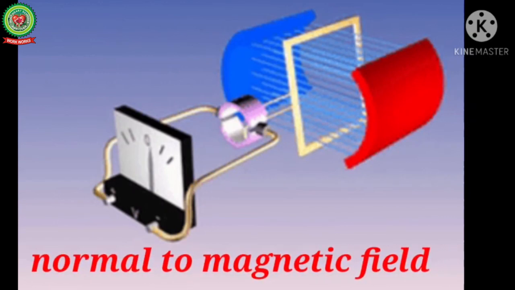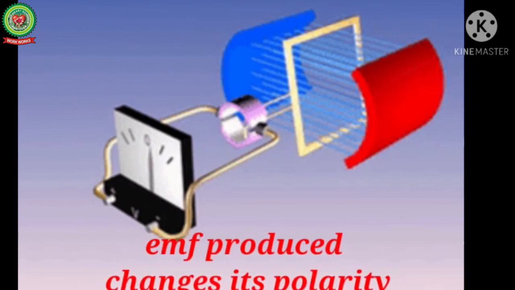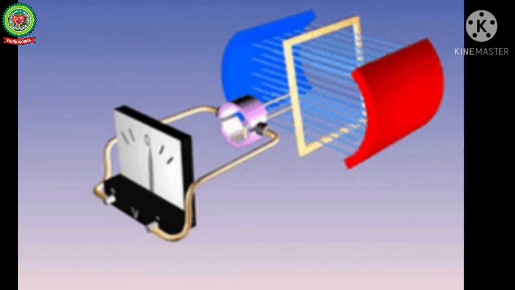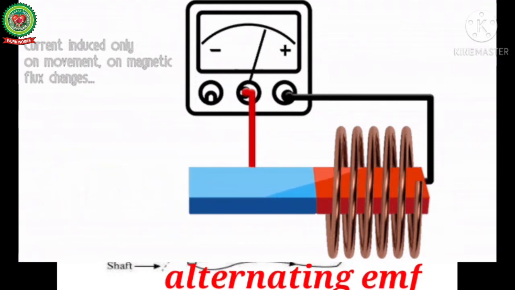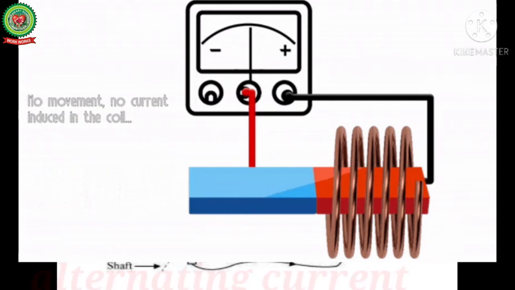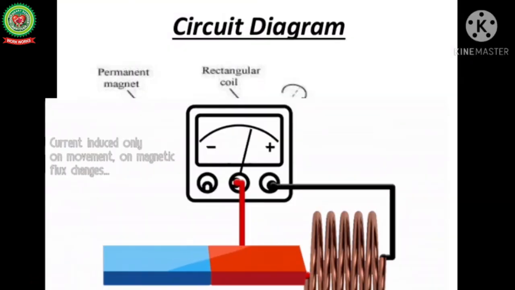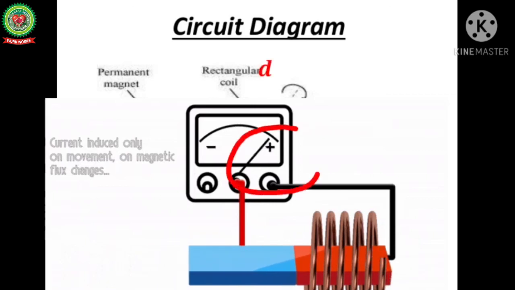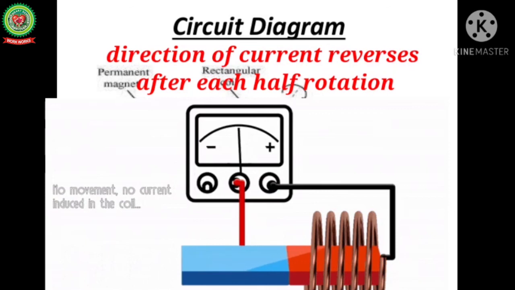Students, the induced EMF so produced between the ends of the coil changes its polarity as well as magnitude in each rotation of the coil. So, it is called an alternating EMF, and due to this induced EMF, an alternating current flows in the external circuit connected between the brushes B1 and B2, and thus the direction of current reverses after each half rotation of the coil.